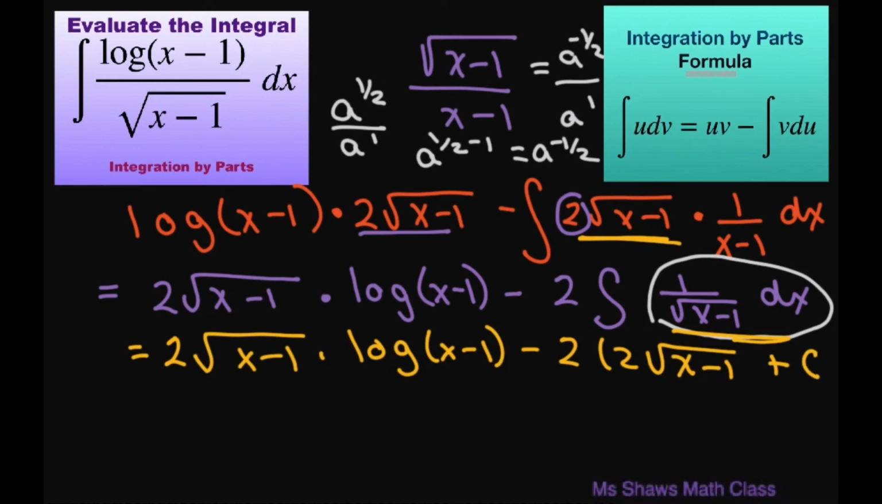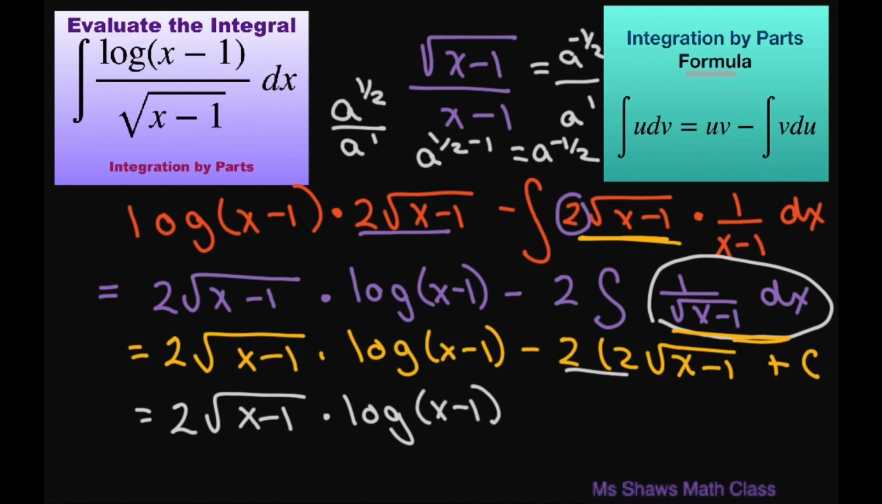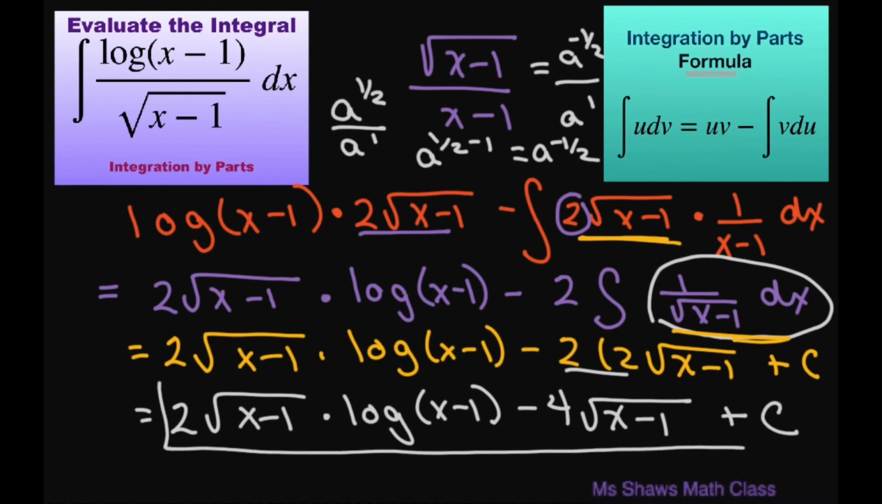And then simplifying this, we're just going to get 2 times square root of x minus 1 times log of x minus 1. And let's multiply these, so this is going to be minus 4 times square root of x minus 1 plus c. So this is your final answer.